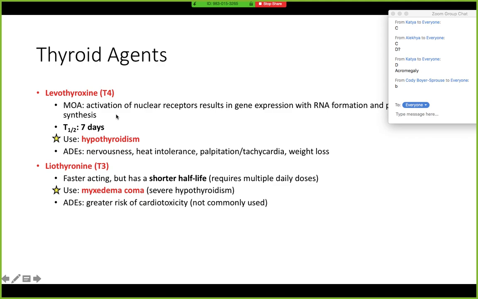So if somebody is just walking into the clinic, complaining of some weight gain and their hair is thinning, this is just your typical hypothyroid case. So in most cases, you're going to choose levothyroxine for hypothyroidism. All right. So really, the important thing to know here is what these are being used for. So hypothyroidism versus a more severe form of hypothyroidism known as myxedema coma.